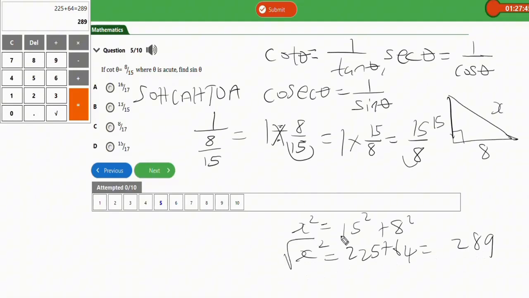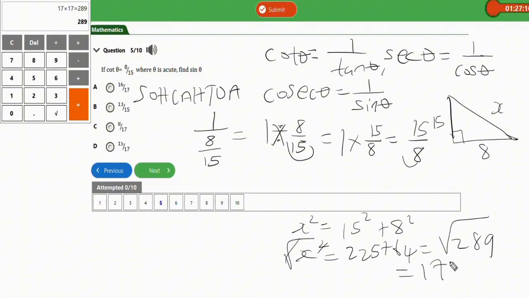So you square root both sides. When you find the square root of 289, it will give you 17. Let's verify, 17 times 17.